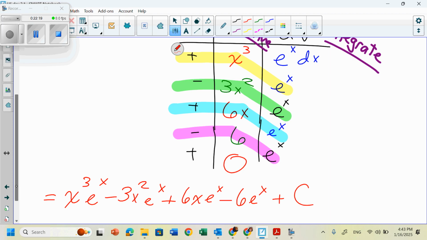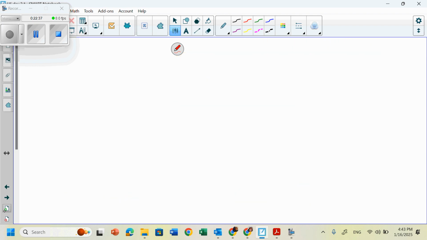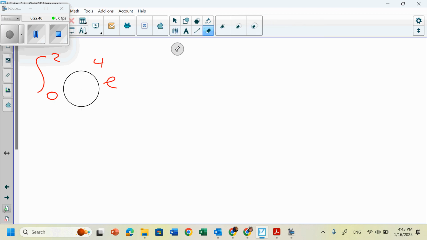So I'm going to do another example. I'm going to add an example because I think some of you want to practice tic-tac-toe again. But this time I'm going to put some numbers on here. I'm going to go from 0 to 2, and I'm going to make it e to the 4x. I'm sorry, I wrote that wrong. I'm going to make it x to the 4th, e to the 2x, dx. Why don't you see if you can set up the tic-tac-toe board? Or at least I'll start with you.